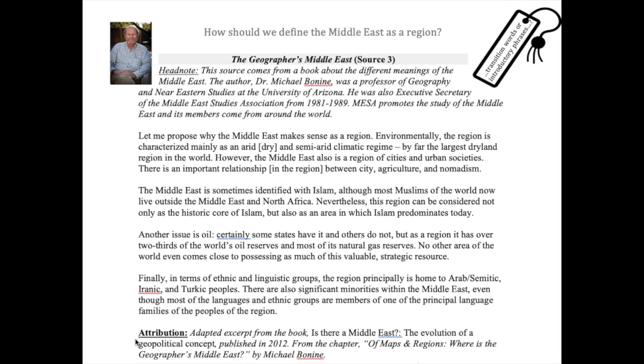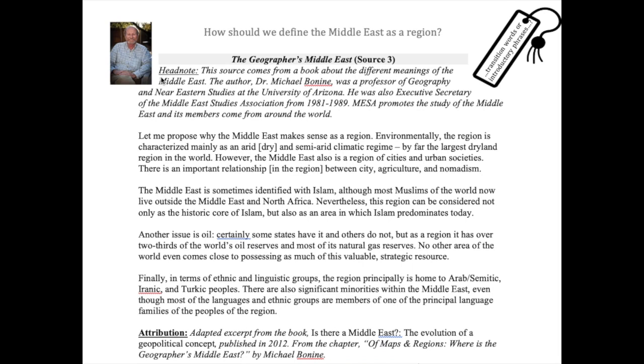Let's start by reading the attribution to find out where the source comes from. Adapted excerpt from the book Is There a Middle East? The Evolution of a Geopolitical Concept, published in 2012. From the chapter of Maps and Regions, Where is the Geographer's Middle East? By Michael Bonin.